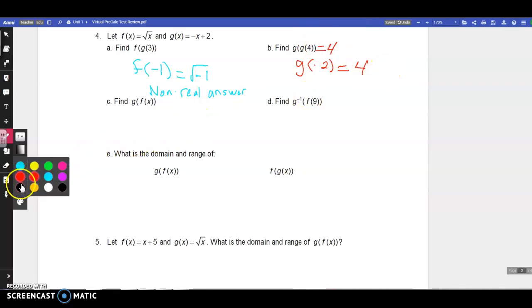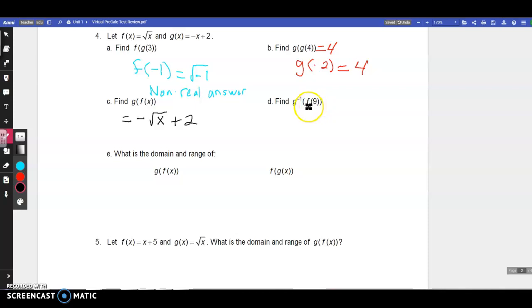All right, part C wants to know g of f of x. So I'm going to take this entire square root function and plug it into the g function. So this is going to be equal to negative square root of x plus 2. And that's good. I'm just going to leave it like that. Don't need anything else. All right, now this last one, there's a couple of different ways that we could find this. So g inverse of f of 9.